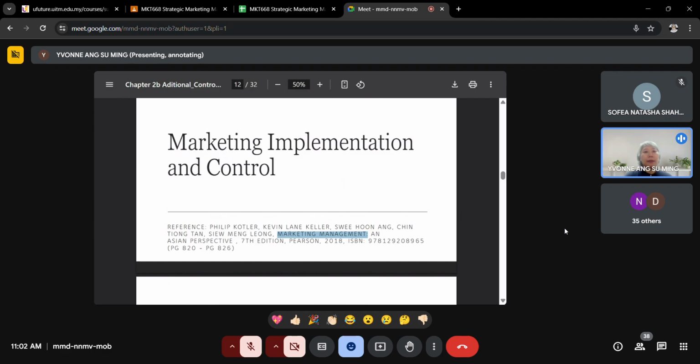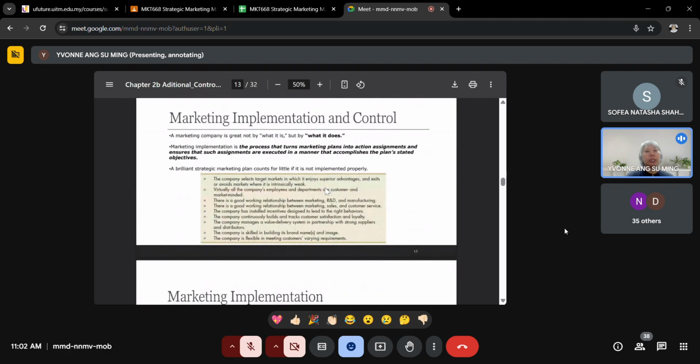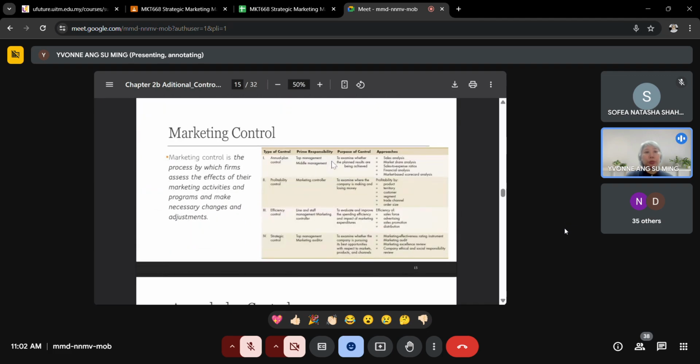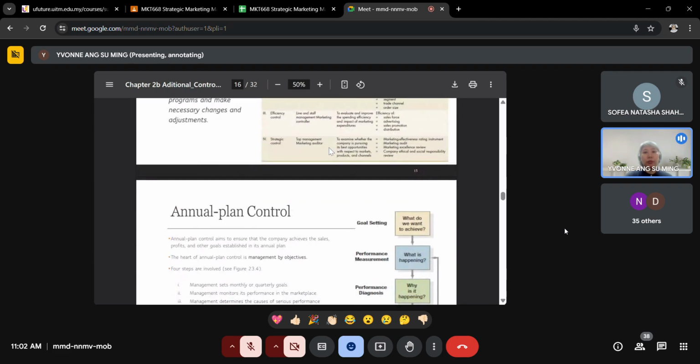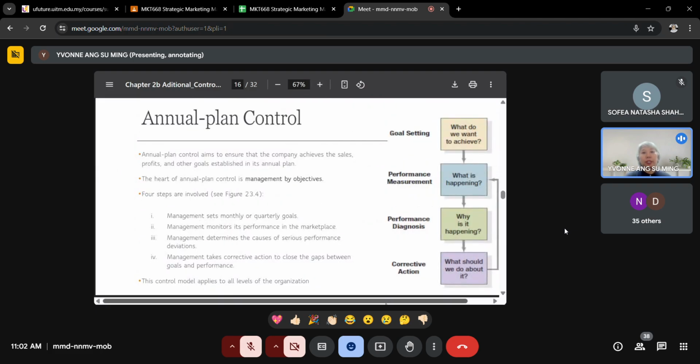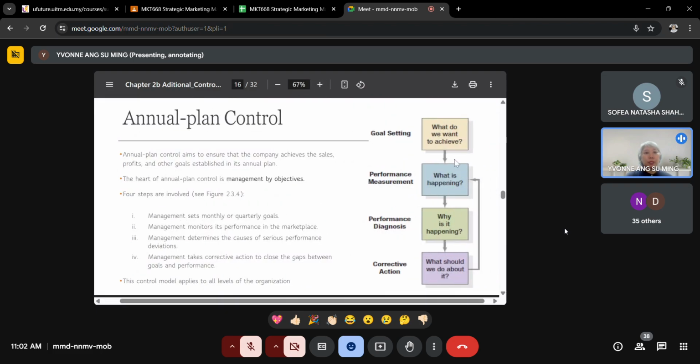You can go look at what are the indicators for implementation and control, and then you use your judgment to propose the suitable control for your specific marketing plan, since all of you are going to go after different businesses. So you have to figure it out. You have to figure out what is suitable for the company you're looking at.